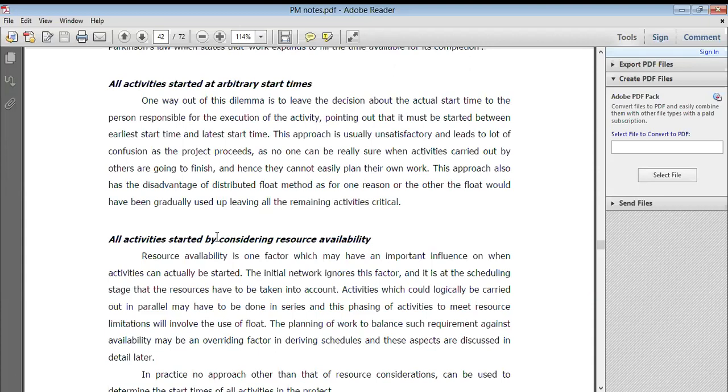So this approach is usually unsatisfactory and leads to a lot of confusion in a project, whatever we have discussed now. As no one can be really sure when activities carried out by others are going to finish, no one knows, because an error has come. Hence they cannot easily plan their own work. Obviously everything gets mismatched. So this approach also has the disadvantages of the disrupted float method, as for one reason or another the float would have been gradually used up, leaving all the remaining activities critical.